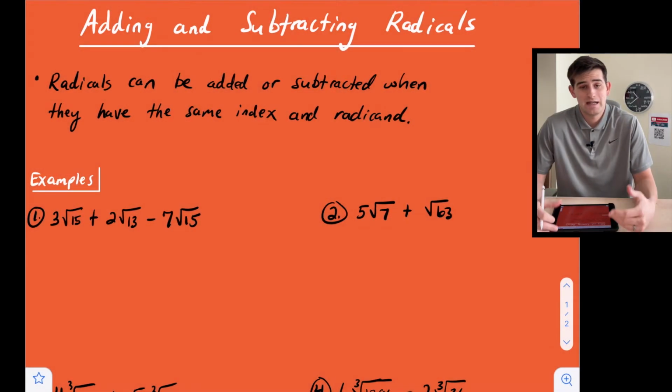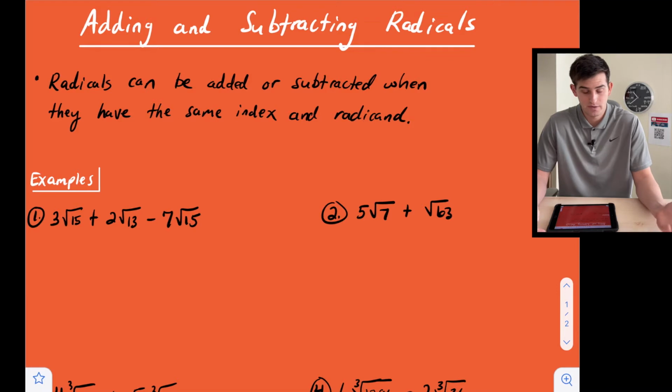Everybody, in this video, we're going to talk about how to add and subtract radicals. Radicals can be added or subtracted when they have the same index and the same radicand. So let's talk about what those two things are.